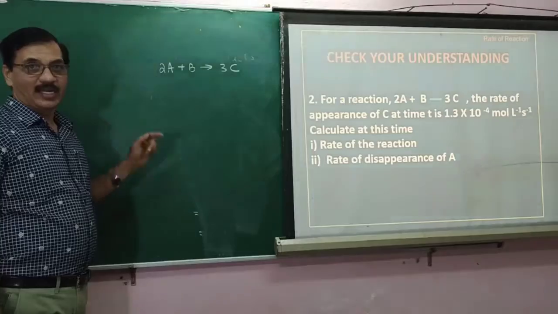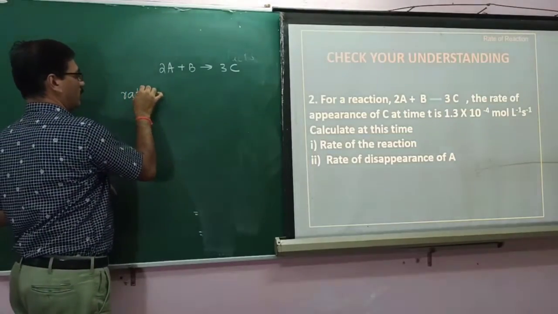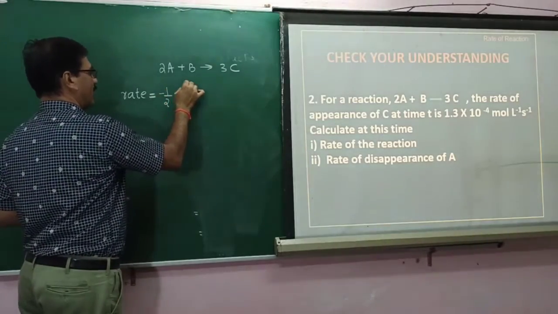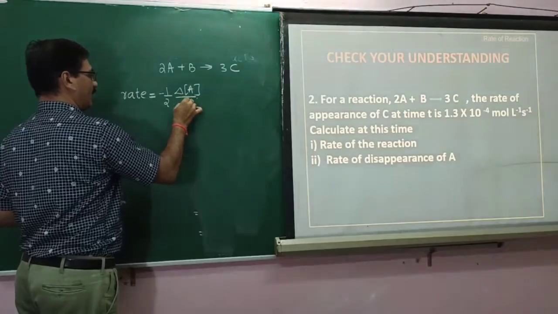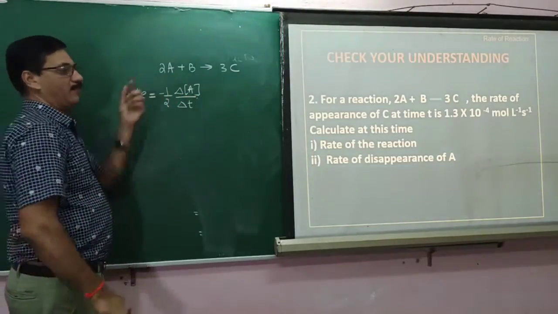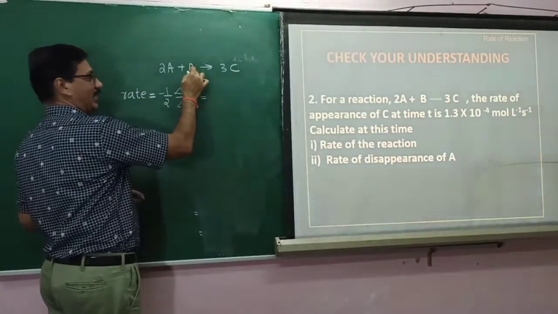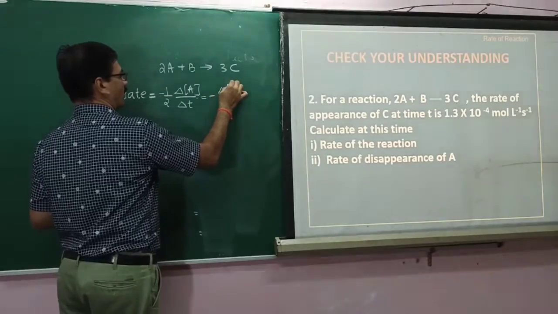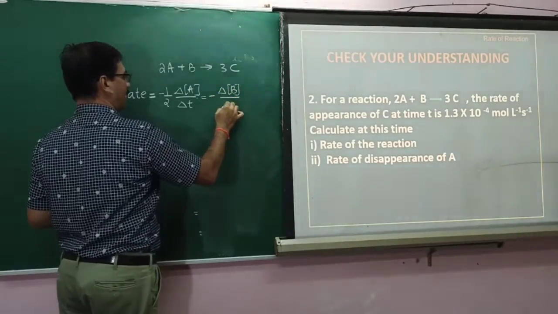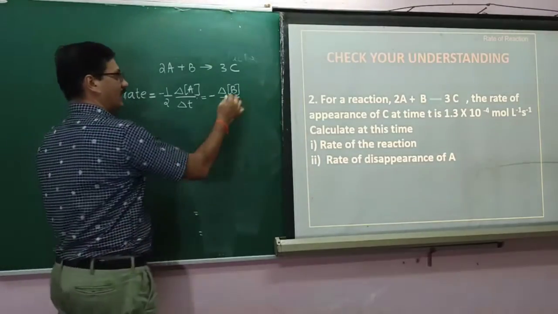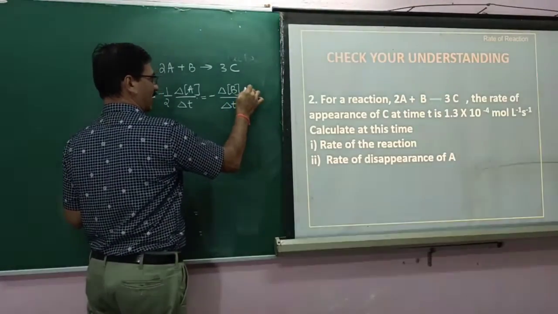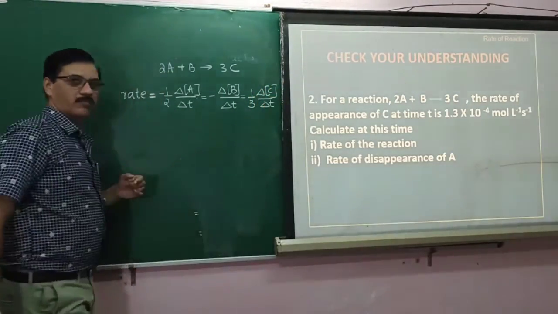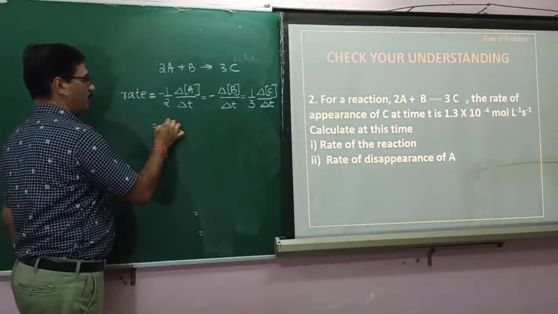For any reaction you can write the rate expression. Rate is equal to minus 1 by 2 delta concentration of A by delta T from the point of A. This is equal to, again B is another reactant, therefore minus, since the stoichiometric coefficient is 1, dividing by 1 also will give the same value, delta B by delta T, and is equal to 1 by 3 plus sign because it is the product, delta C by delta T.